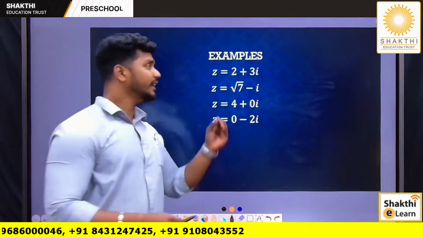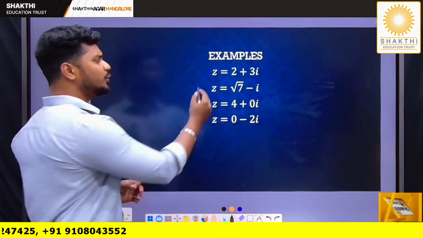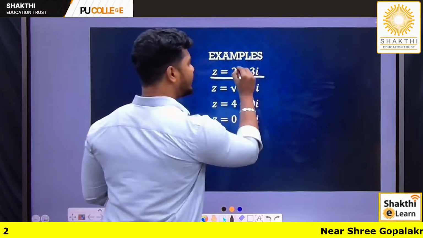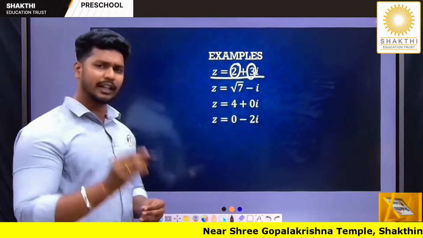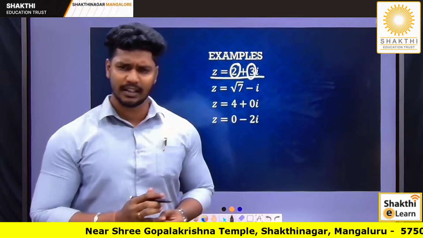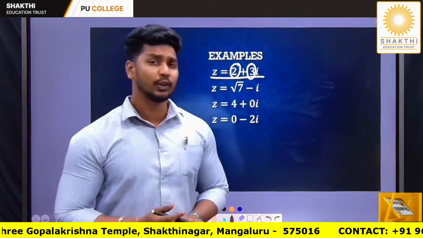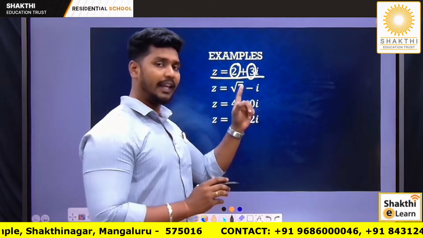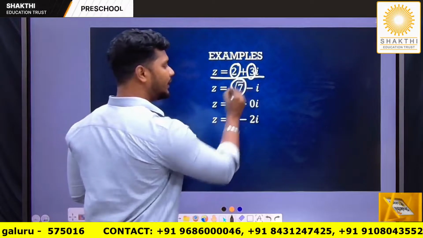There are a few examples for the complex numbers given. The first one is z is equal to 2 plus 3i. In 2 plus 3i, 2 is the real part and 3 is the imaginary part. There will be a confusion when the real part and imaginary part are asked. Everybody will say the real part is 2, but when the imaginary part is asked, you will say it is 3i. No, it is not 3i. It is just 3. 3 is the imaginary part. The same way, the real part in the second example is root 7.